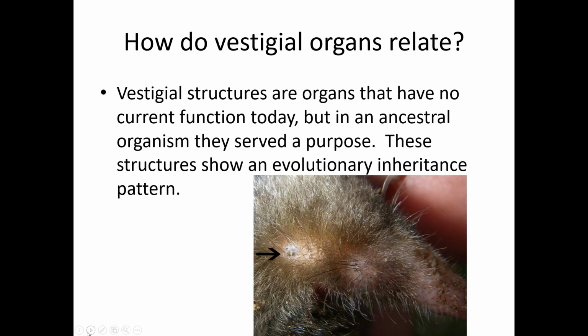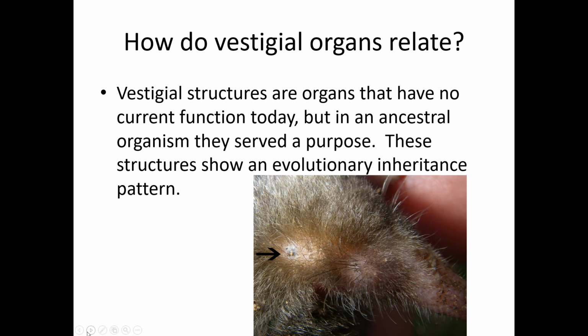Another piece of evidence that helps support the idea of evolution are structures called vestigial structures or vestigial organs. They are organs that have no current function, but we still make them because our common ancestor made them and they had a function in that common ancestor.